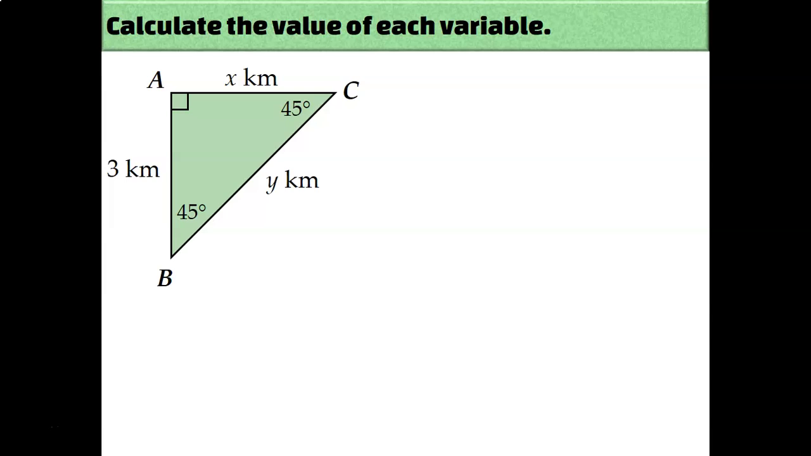The first thing you need to do is identify which kind of special triangle you're working with. In this case, it's a 45, 45, 90 triangle. And the ratios for a 45, 45, 90 triangle are 1, 1, and square root of 2. And that's for the leg and the hypotenuse. So I'm just going to write this as a proportion, filling in the legs and the hypotenuse from my diagram. So one of the legs is 3, one of the legs is x, and the hypotenuse is y.